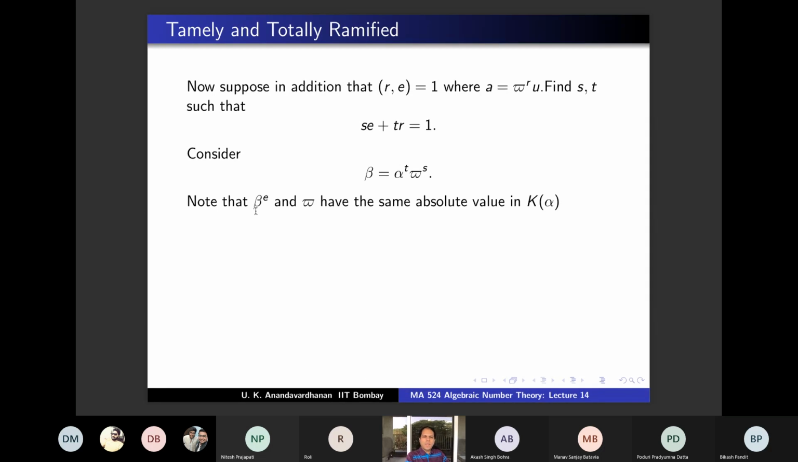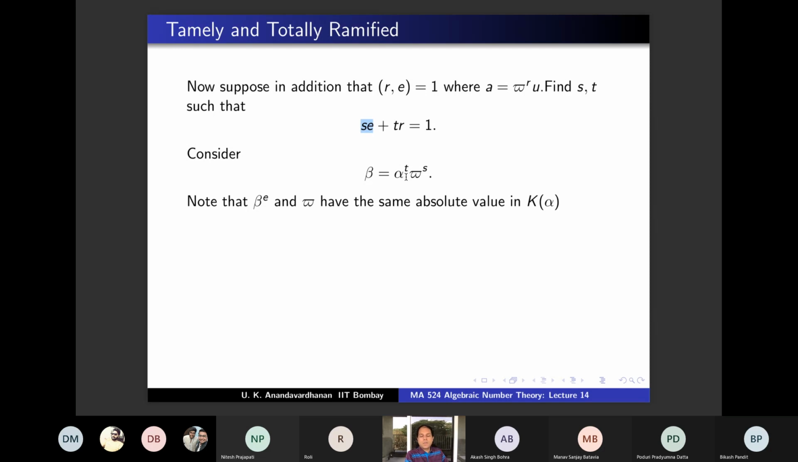Then you note that beta power e and pi have the same absolute value. Why is that? Because beta power e will involve alpha power te, pi power se. So pi power se, you remember, is coming here, and alpha power te. But what is alpha power e? Alpha power e is pi, because alpha is the root of x power e minus pi. So alpha power e is pi, so it will be pi power t.